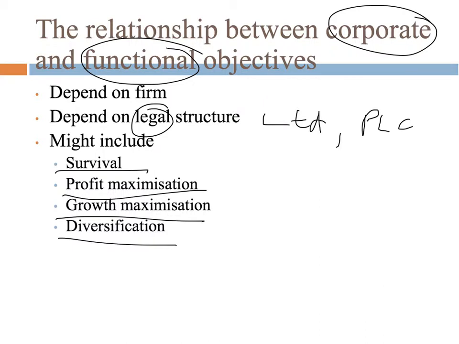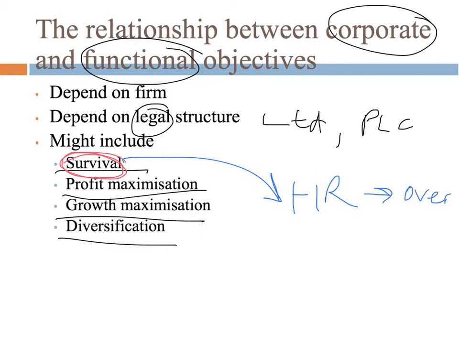So think of it like this. This is the corporate objective that the business wants to achieve. The functional objective that might be set for the HR department is to make sure at no point is the business overstaffed. Okay, so that was the corporate objective, and that's the functional objective for HR that will help to achieve this corporate objective.